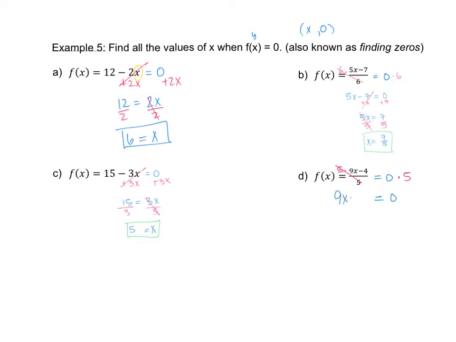So 9x minus 4 drops down. Add 4 to both sides. And so 9x equals 4, divide by 9, cancels. So x equals 4 over 9, which I can't reduce, so that is my final answer.